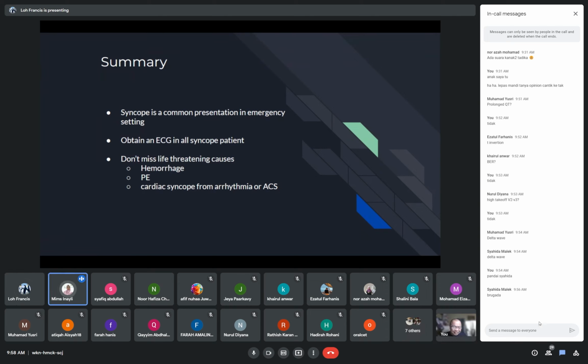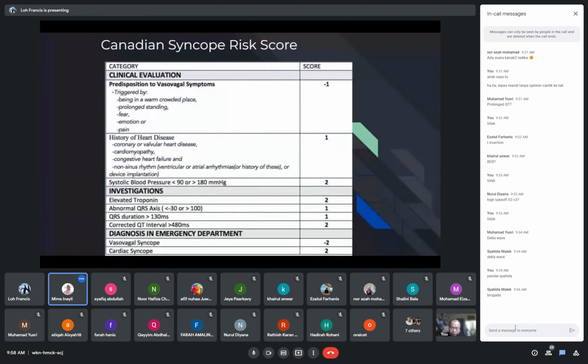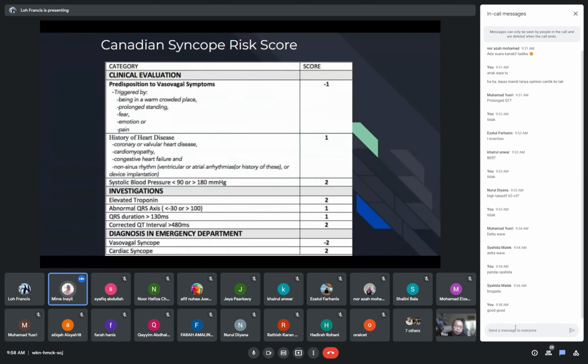Saya ada soalan sikit ni, tanya Dr. Loh. Kalau kembali ke Canadian tu boleh tak? Saya macam tak pernah faham, sebab dia Canadian Syncope Risk Score, tapi end up dia kena ada diagnosis by EP, diagnosis lah maksudnya. So macam mana nak guna score dia sebab dia dah ada diagnosis?